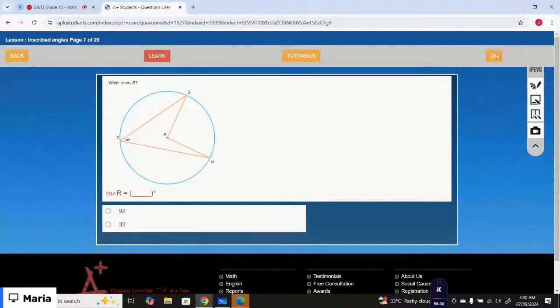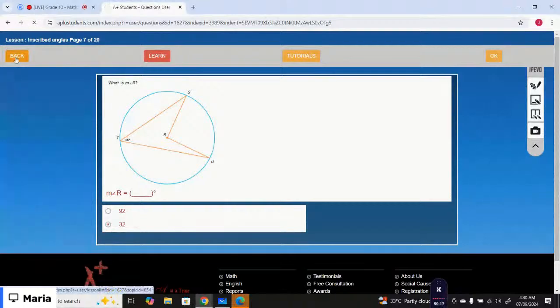What is the angle R, which is the correct option? That is 32 degrees. Okay, you can complete the lesson by yourself later today.